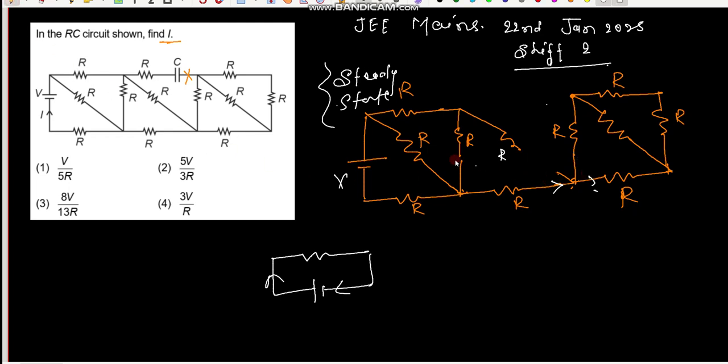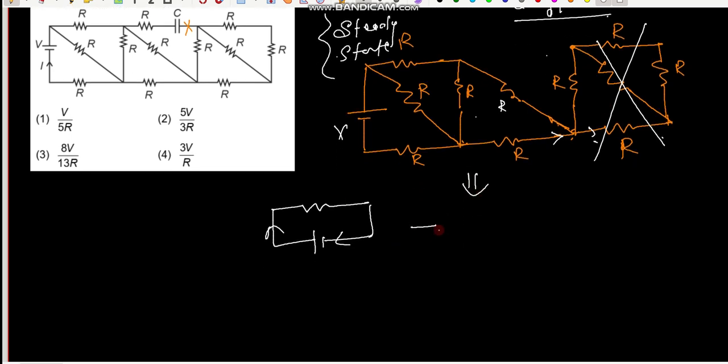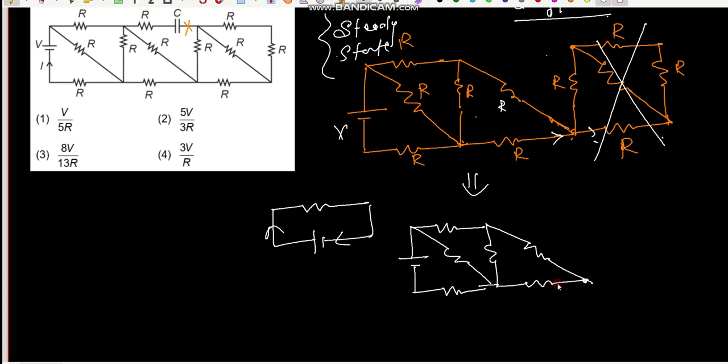So what we're left with is only this much. This is also obsolete, it's of no use. Let's remove this one. Now what is left is just this much. The remaining circuit is something like this. Now this is quite easy to solve. This is what we are left with.